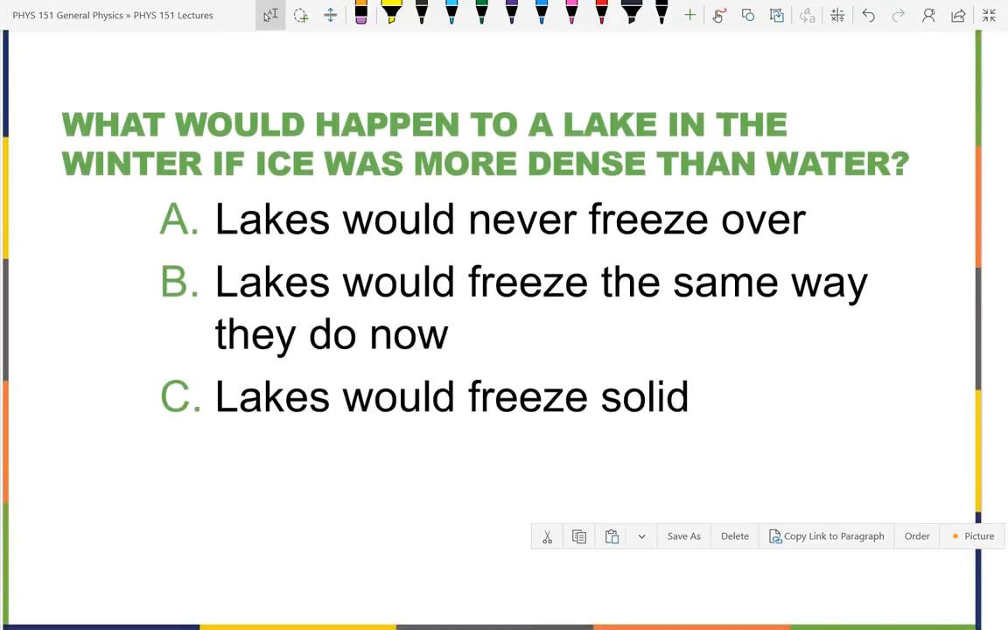Okay, our first clicker question. What would happen to a lake in the winter if ice was more dense than water?